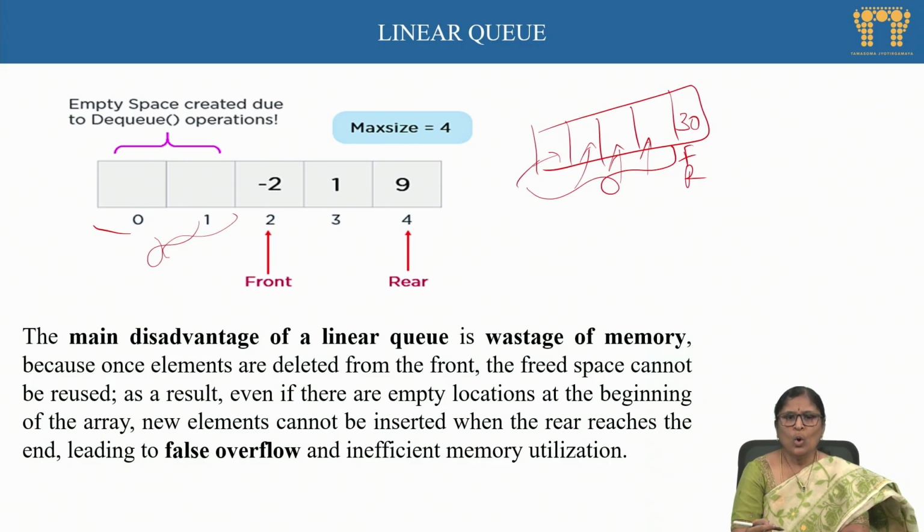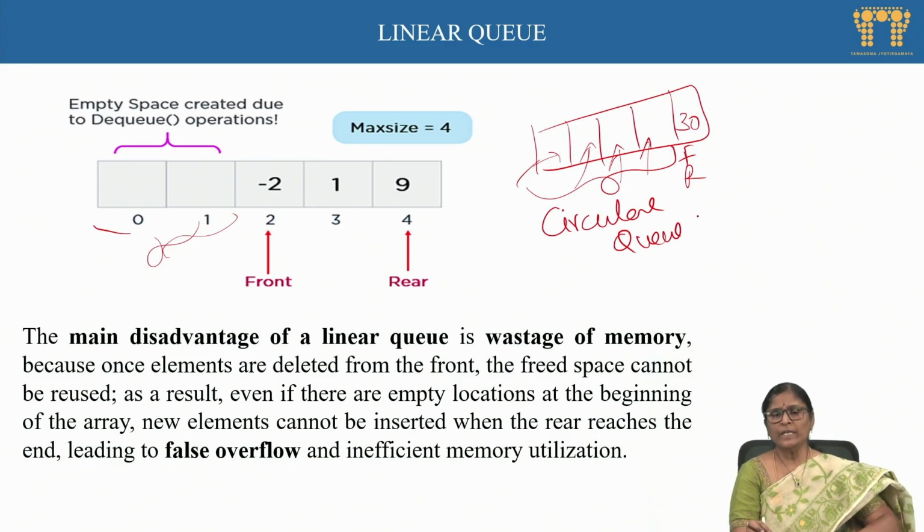So to overcome this disadvantage, we are going for the next type of queue called a circular queue. So the disadvantage of linear queue will be solved using a circular queue.